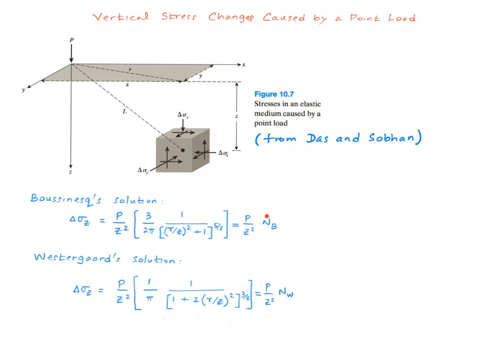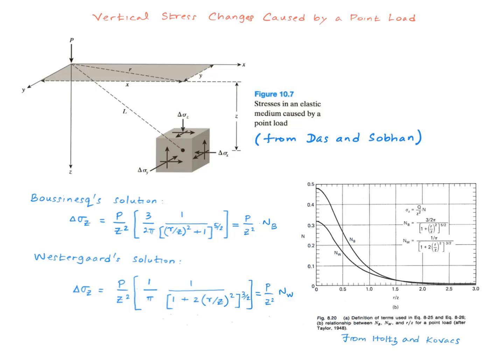Here is the solution by Boussinesq, and here is the solution by Westergaard. So here is a comparison between the two solutions. It is seen that the stress change calculated by the Boussinesq solution is consistently higher than that calculated by the Westergaard solution. So the next question is, how do we take the solution for a point load and obtain a solution for a load applied over an area?